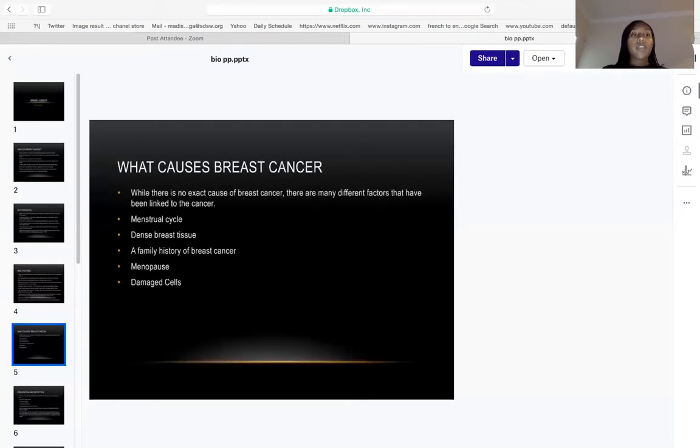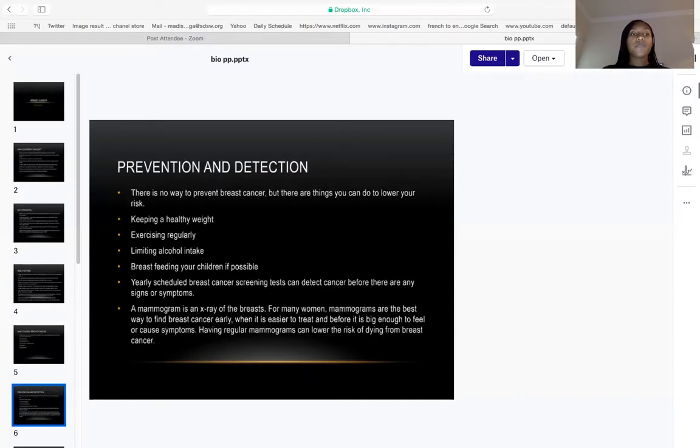What causes breast cancer? While there is no exact cause of breast cancer, there are many different factors that have been linked to the cancer. Menstrual cycle, dense breast tissue, a family history of breast cancer, menopause, and damaged cells.